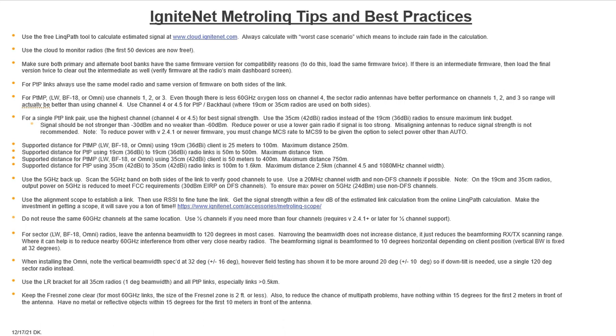All right, next I'm going to talk about the alignment scope. Remember, these are very directional. The client radios are very directional. Even the 36 dBi, 19 centimeter, 3 degree radio is already very directional, and the 42 dB gain, 35 centimeter radio has a 1 degree beam width, super narrow. So in almost all cases, just get the alignment scope. You'll thank me later. It just saves time.